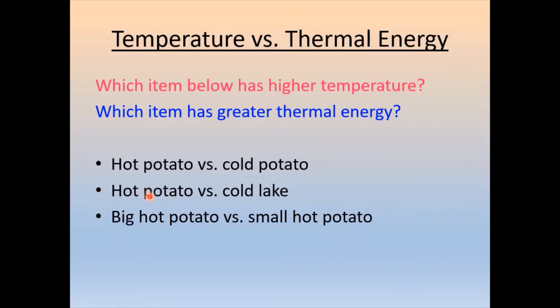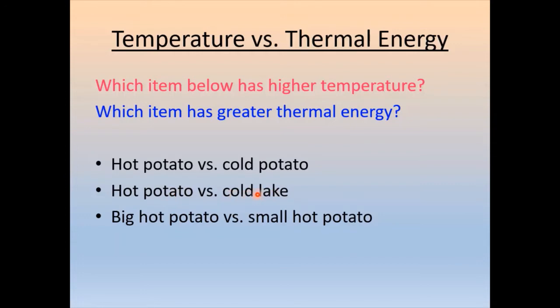Okay, so for temperature, again, this is pretty simple. The hot potato, which comes out of your oven, might have a temperature of, let's say, 350 degrees Fahrenheit, right? The temperature of your oven. The cold lake, on the other hand, might have a temperature of maybe 35 degrees Fahrenheit. So the hot potato certainly has much higher temperature than the cold lake.